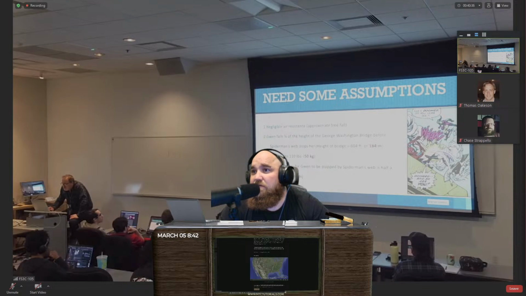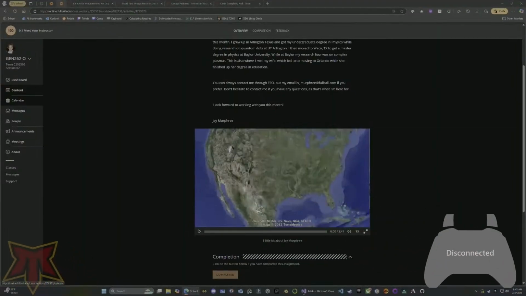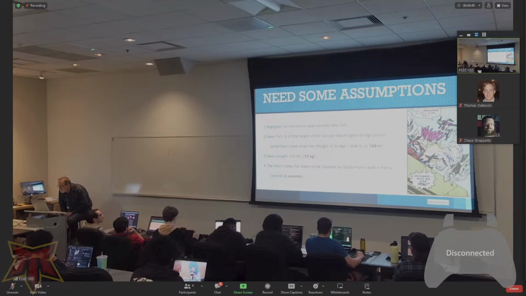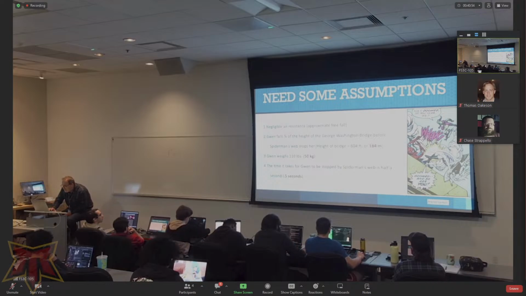So we're gonna say she's gonna fall 3/4 of the height of that bridge. Hold on. Okay, so the height of the bridge is 604 feet. That's 184 meters. So the distance of her fall is going to be 3/4 of 184 meters. Now we're gonna say that she weighs 110 pounds. That's 50 kilograms.